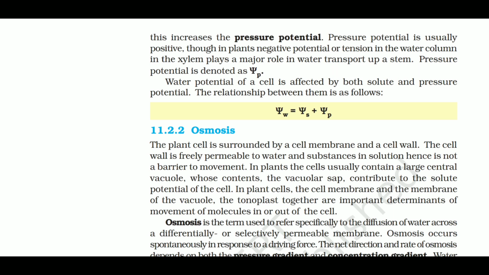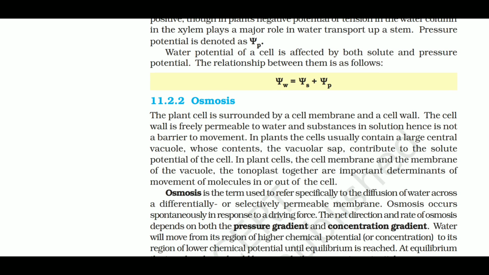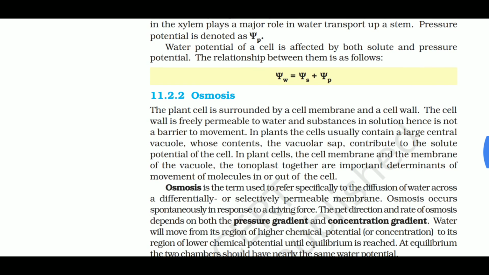Although in plants, negative potential or tension in the water column in the xylem plays a major role in water transport up the stem. The best example is drinking a cool drink with a straw. We are creating a negative pressure, and because of the negative pressure only, the drink comes into our mouth. If we create a positive pressure into that straw, you can see bubbles. The same thing happens here also. Inside the xylem, negative pressure has to be created. Then only will the water move from the roots towards the stem.